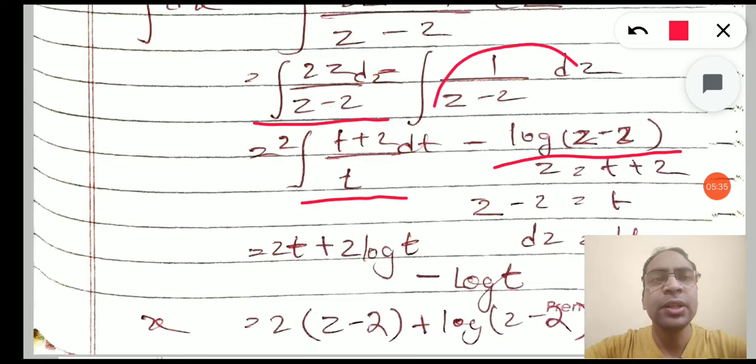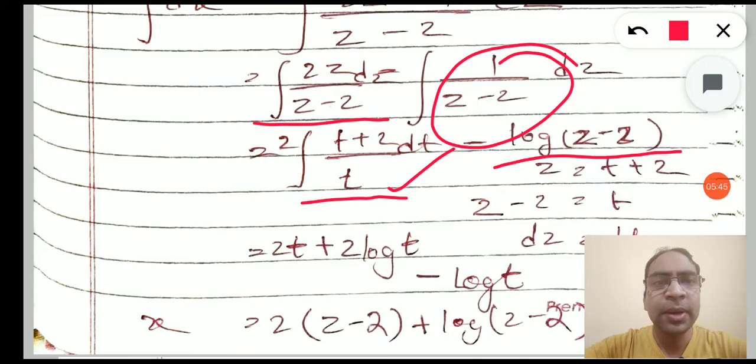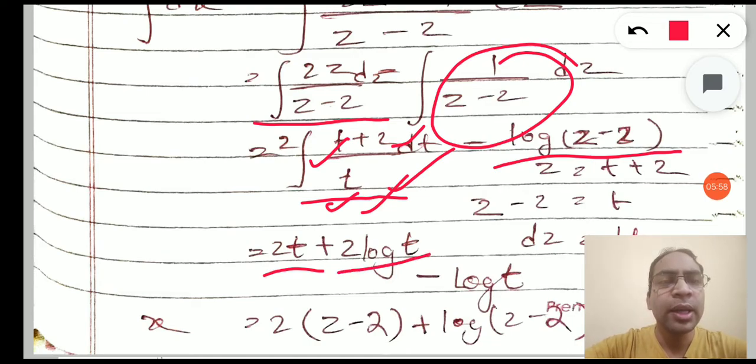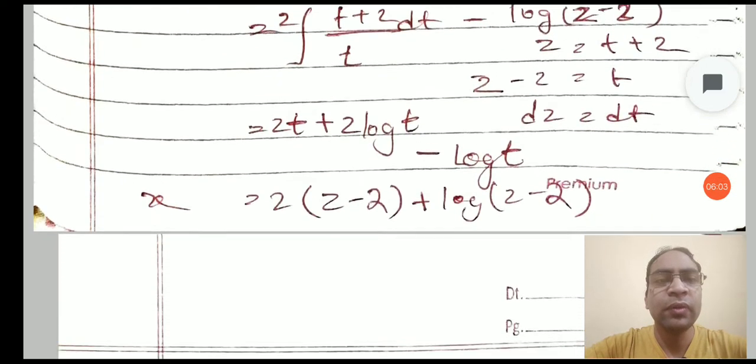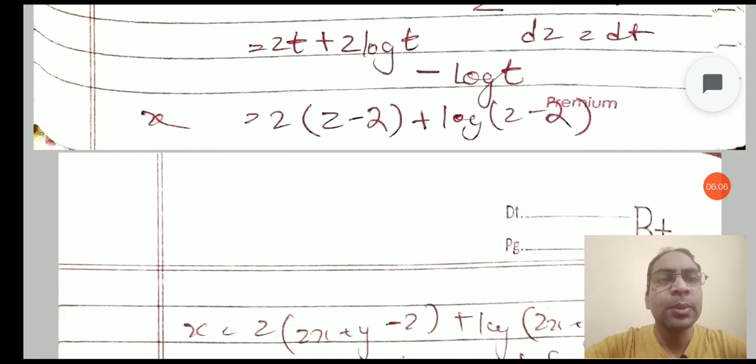So we perform the integration of 1/t. 1/t is, we know, log t, and here we'll separate this integral into two integrals: one is t/2, another is 2/t. On integrating we get 2t from the first part and 2 log t from the second part, and minus log t coming from the third part. Just performing the simple integration and then substituting back the values of t. We had taken t as z - 2, so we will substitute this.